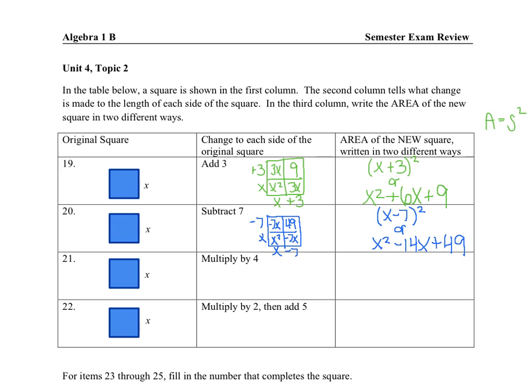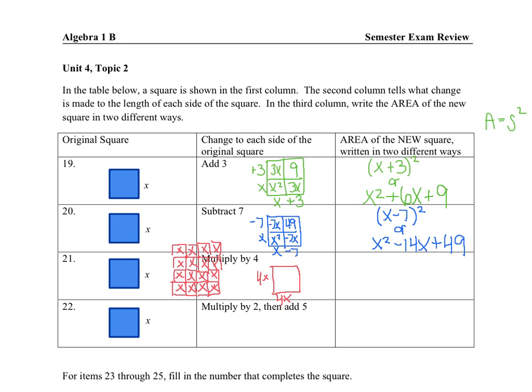Number 21 says to multiply by 4. So this time I've got my square with my side length of x, but instead of adding or subtracting to that side length, I'm actually going to multiply each side length by 4. So what I'm really going to have is 4 x's going in one direction and 4 x's going in the other. And if I was to fill this in, we'd see that I'd have 16 x's.